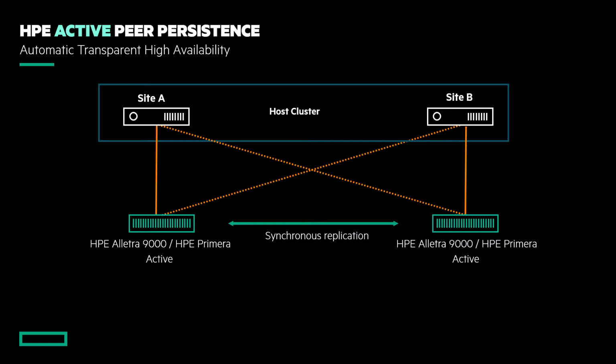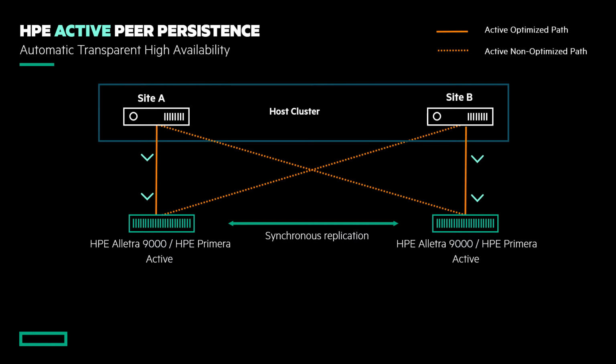Where active peer persistence differs is that hosts never need to traverse the inter-site links to access their data. Both reads and writes happen locally to the source and target LUNs. It works because both LUNs have the same worldwide name, but the local preferred paths are designated as active optimized, while the remote paths are active non-optimized.